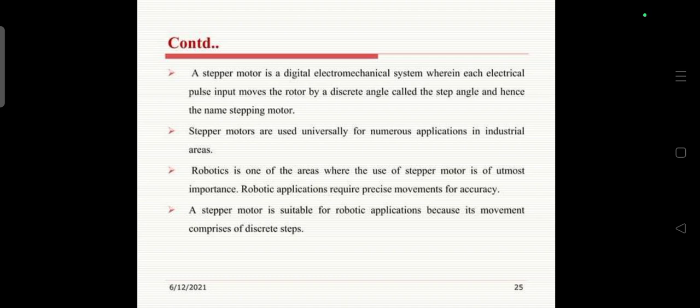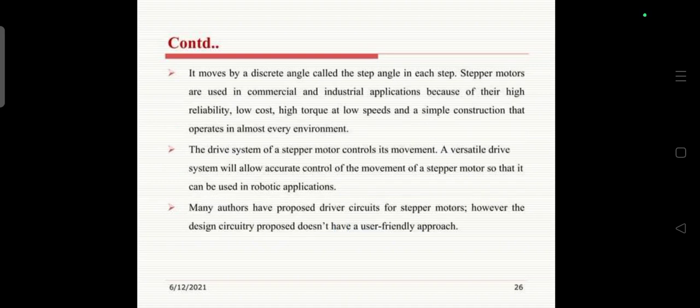The drive system of the stepper motor controls its movements. A versatile drive system will allow accurate control of the movement of a stepper motor so that it can be used in robotic applications. Many authors have proposed driver circuits for stepper motors. However, the proposed circuit designs do not have a user-friendly approach.